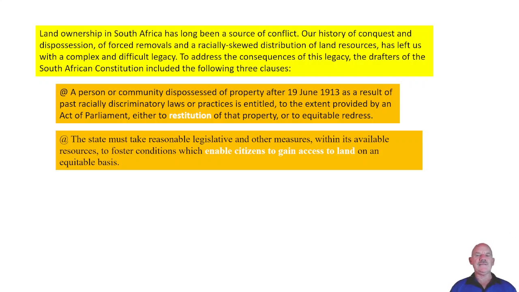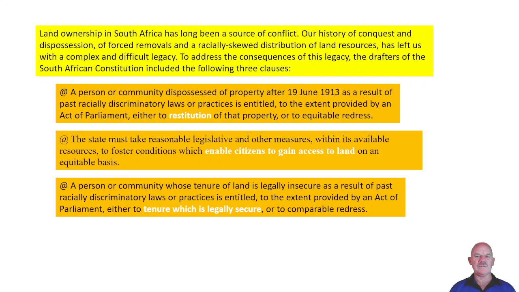What is interesting is the little clause within its available resources. The Constitution cannot just tell the government to give everybody land, because who's going to buy it, and how are you going to acquire it in a just way? So within its available resources, the government should always be active in enabling citizens to gain land. So it's not going to happen overnight.